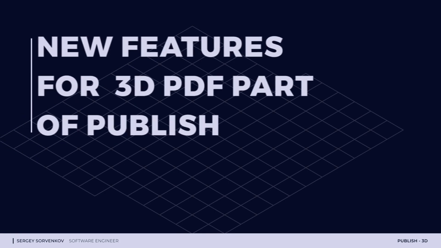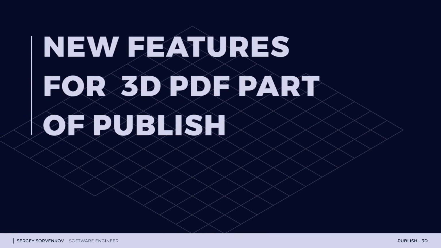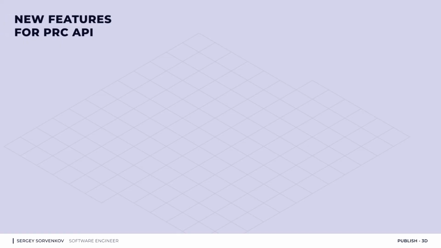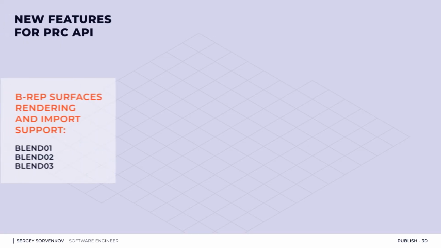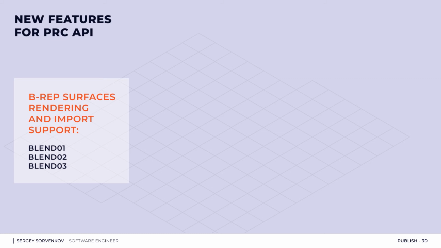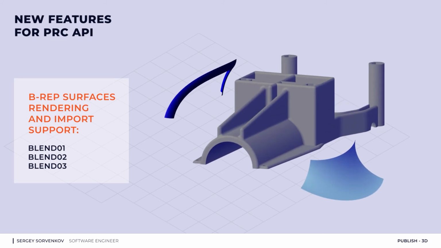Let me now introduce the new features in Publish for 3D objects. Until recently, there were types of PRC surfaces for which we didn't implement support for drawing and importing. At the moment, the SDK allows everyone to convert all PRC format surfaces types to GE.